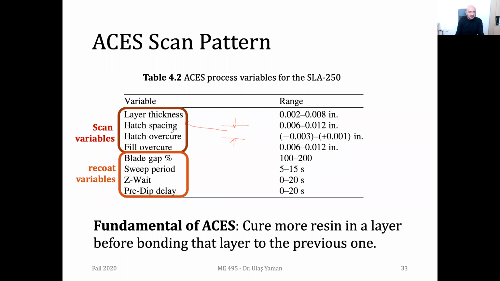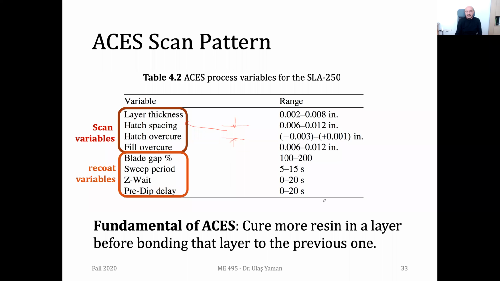We have some other parameters for the coating, the recoating option, the blade gap, but they're not that important. Sweeping period is for how many seconds you are going to do the sweeping operation. And this is about the waiting time between the layers. You cannot directly jump to the other, consecutive layer. You need to wait a little, and then later continue with the curing of the upcoming layers.